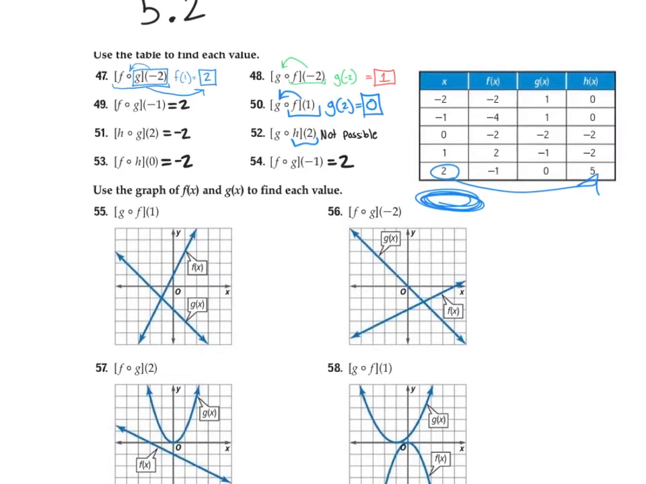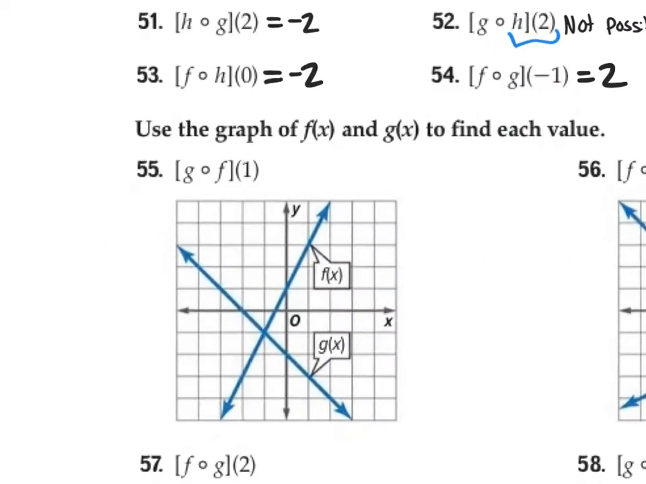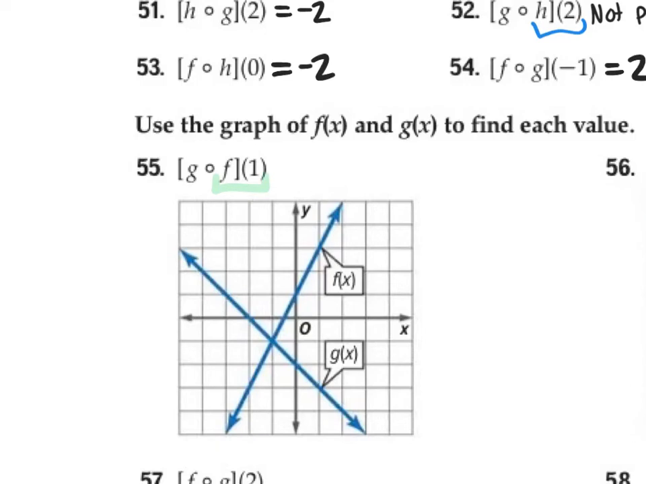Let's apply the same concept by using a graph. It's very similar to 5.1, but we'll actually have to do it in 2 steps. Let's first find f of 1. We'll do that by drawing a line down through the x value of 1, seeing where it crosses f. That's a value of 3. So I'm now going to need to take that 3 and plug it into g. So I'm looking for g of 3. G of 3 is negative 1, 2, 3, 4, 5.